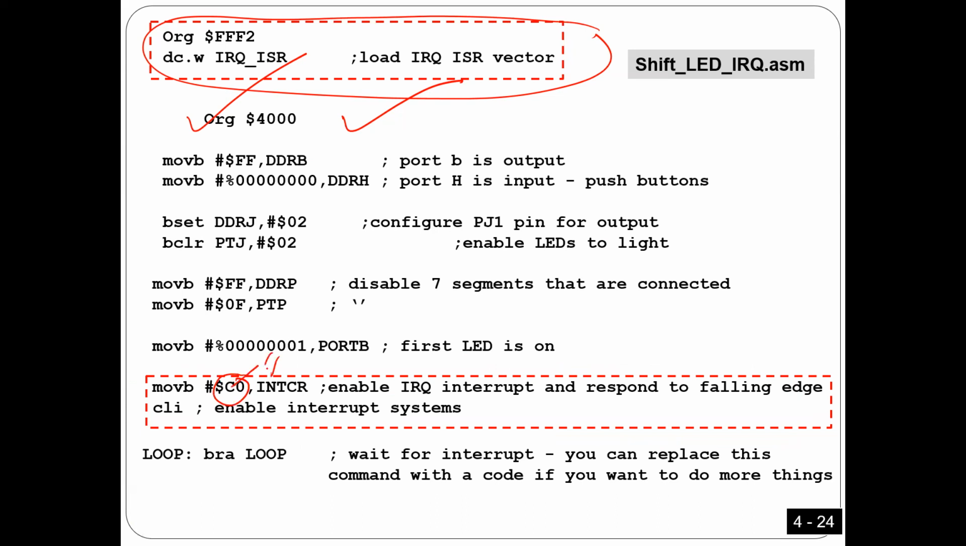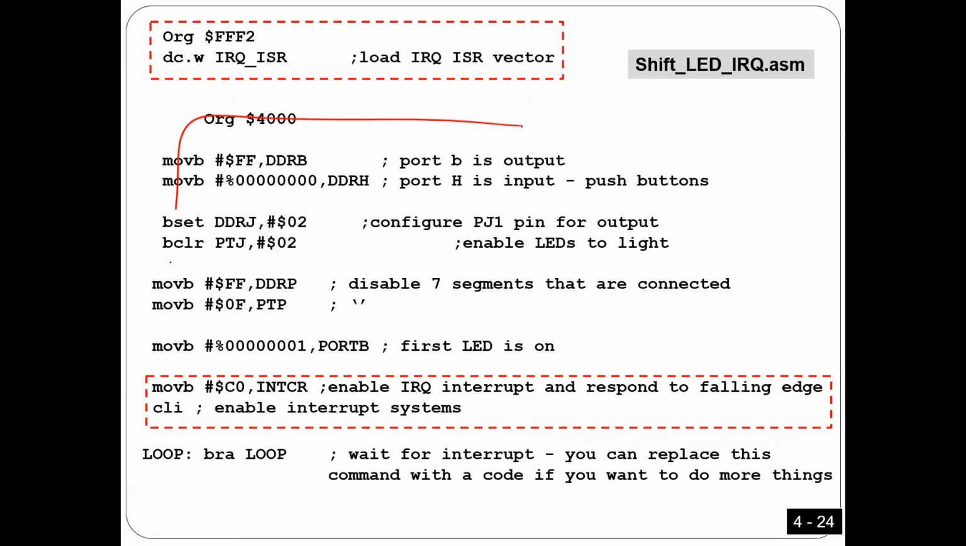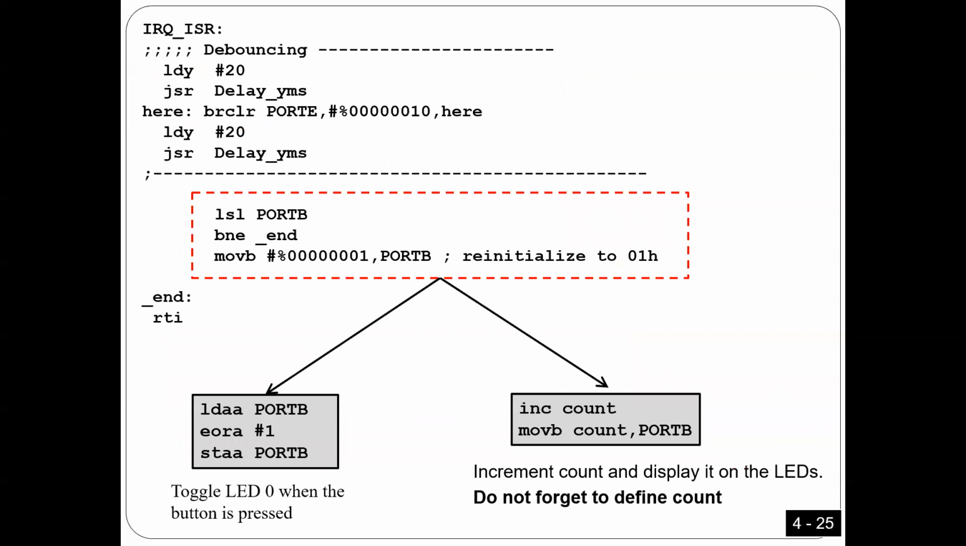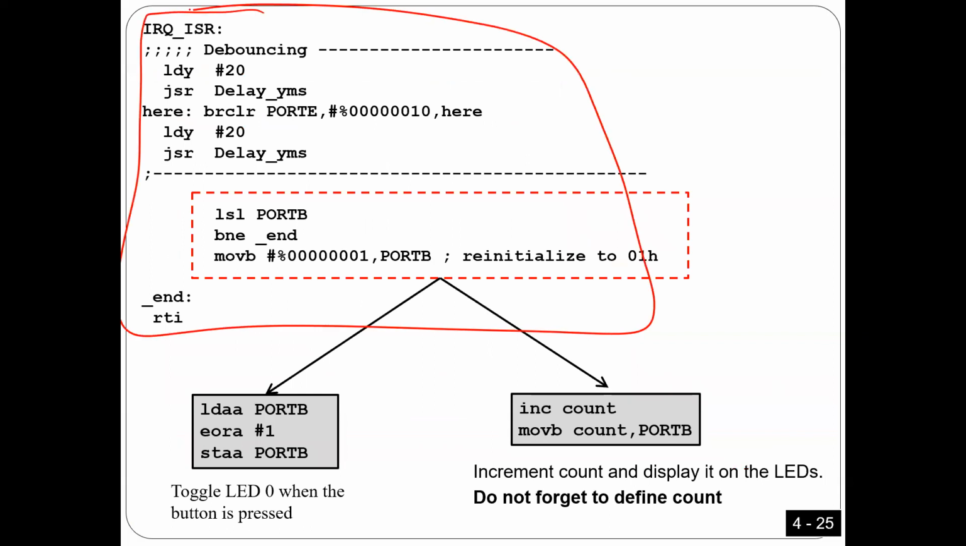Instead of C0, I'm gonna make it 40. If you wanna respond to 0, okay, that's it. But everything will be the same. So once I do that, guys, this is the main program as I told you, because now, as I told you, my program should have a main program and also should have interrupt subroutines here.